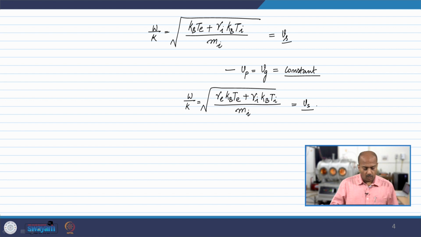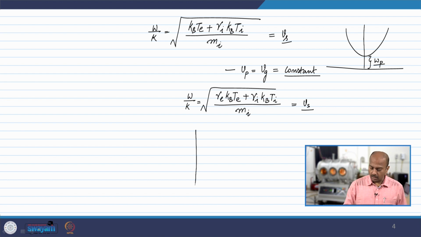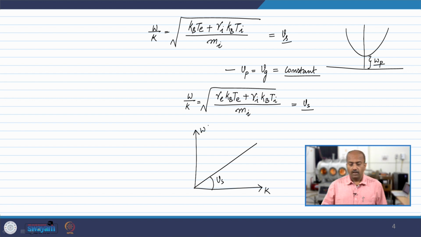So, the dispersion curve for the ion waves, if you see, has fundamentally a different nature in comparison to the electron plasma wave. In the electron plasma wave we have seen that the omega versus k was something like this, and this was omega p, the minimum frequency above which, only above which, electron plasma waves can exist in the plasma, and omega p is nothing but the plasma frequency. Now, for the ion acoustic wave, the dispersion relation will look something like this. So, this is Vs, this is k and this is omega. Like I said, the velocity will be constant.